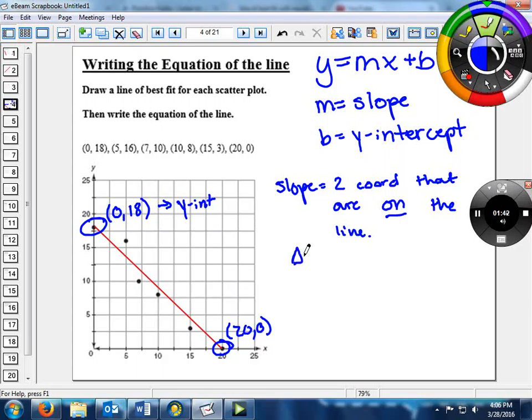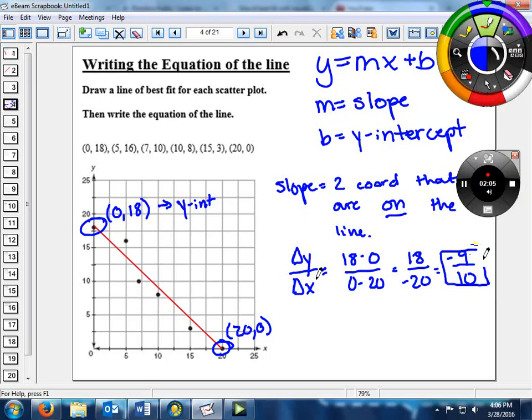Refresher, to find your slope, it's delta y over delta x. Delta y is your change in your y's. So that would be 18 minus 0 over 0 minus 20. 18 minus 0 is 18. 0 minus 20 is negative 20. That is going to simplify down to negative 9 over 10, and that will be my slope. So I have my slope of negative 9/10, and I have my y-intercept of 18. That final equation then is going to be y equals negative 9/10 x plus 18.